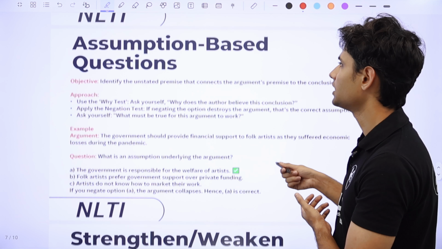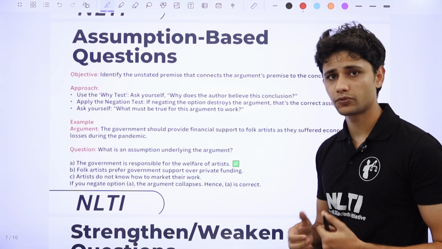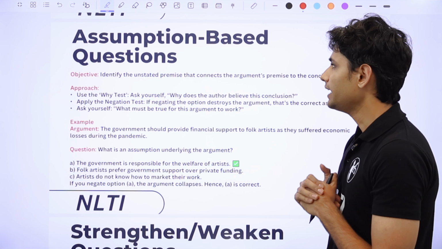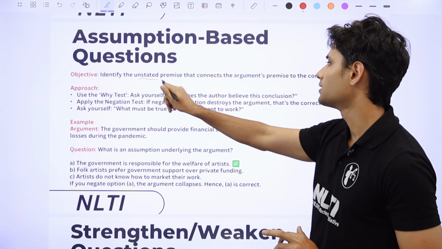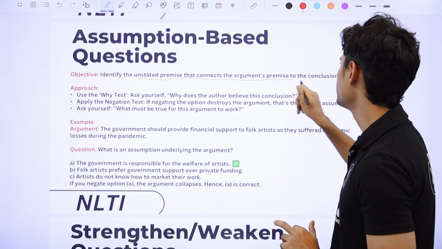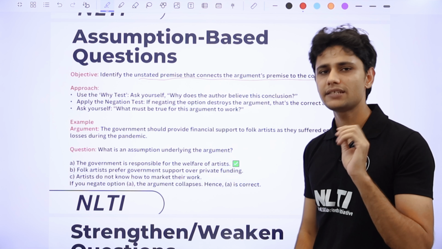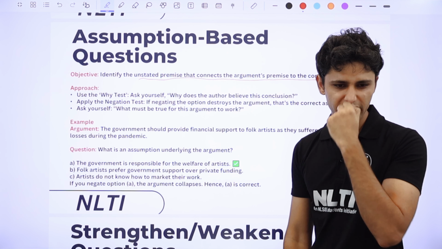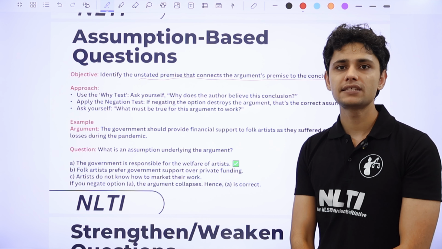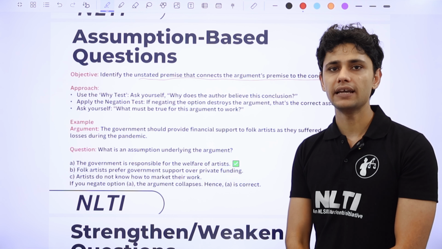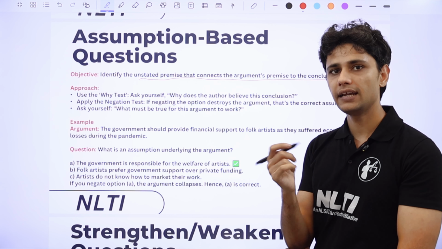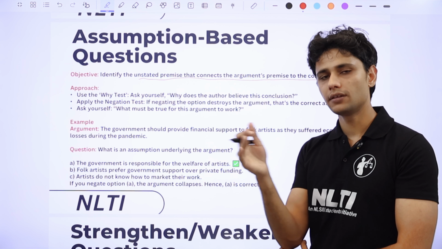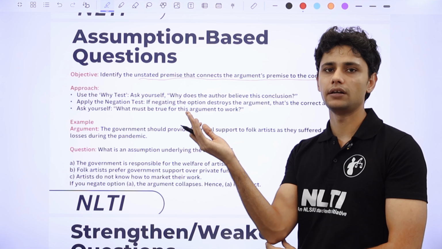Let's move on to the second type of question, which is assumption-based questions. In these, the objective is to understand the unstated premise that connects the argument's premise to the conclusion. In very simple language, let's say an argument is made that India has the most number of people and therefore India is the greatest country in the world. The premise in this argument was India has the most number of people. The conclusion was therefore it is the greatest country in the world.